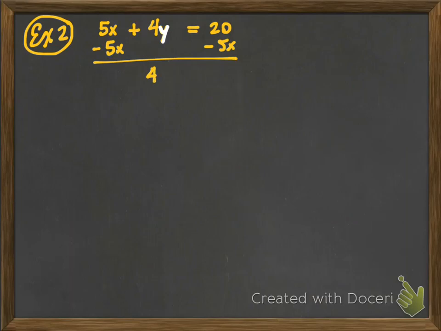So 4y equals 20 minus 5x. Then divide each side by 4. Yeah. Then do the whole thing.